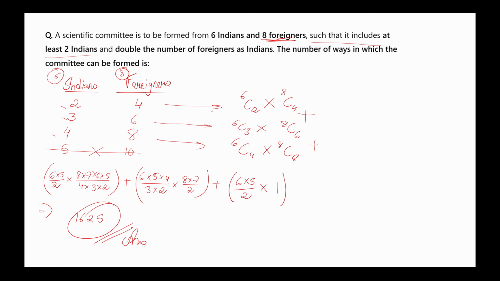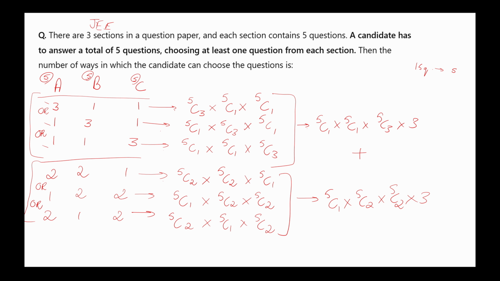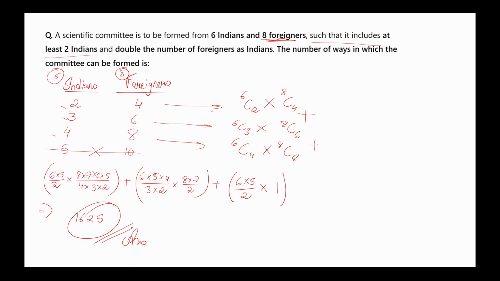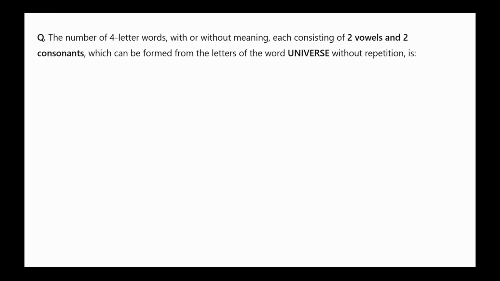So I hope you must have understood based on these two examples, this one and this one, how you can choose from a set of people and satisfy the conditions that have been given in the question. Let's look at one more example.